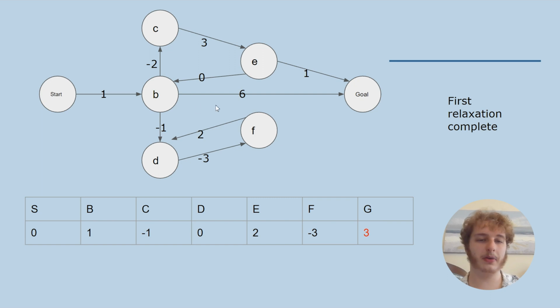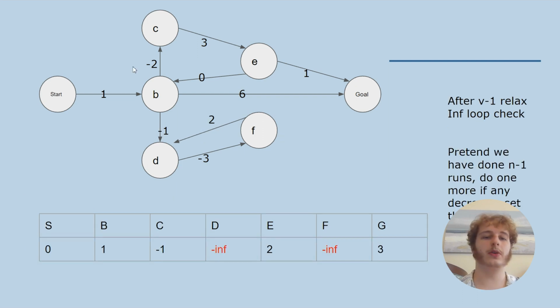Now, I've purposely included this here. It's a lovely little negative feedback loop. It's going to constantly go down. So let's say we've done our V-1 checks. Let's look for infinite loops. Pretend we have done our n-1 runs. Now if we do this again, so we go through all these little nodes, we go, yep, nothing decreases here. These are all the shortest paths.